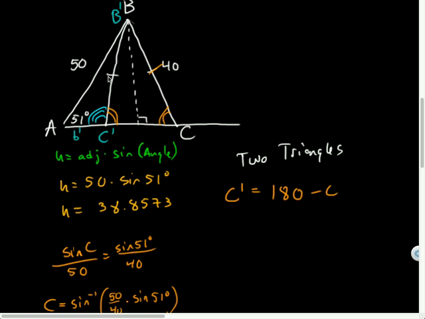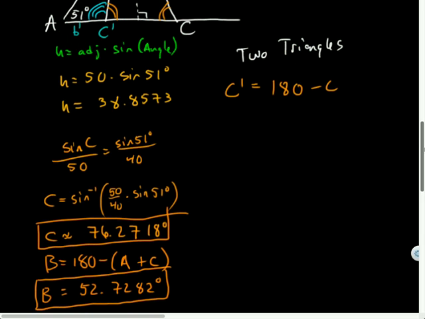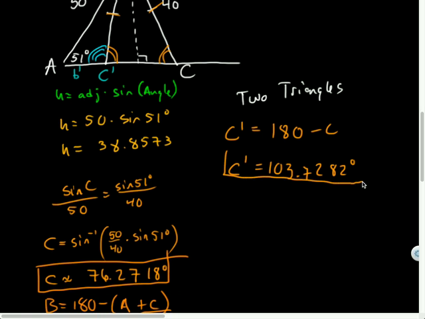Because of this isosceles-ness, these base angles are congruent. There's angle C, here's angle C. These two angles are a linear pair, and by the linear pair postulate, I know that they're supplementary, meaning they add up to 180 degrees. So I just do C prime is equal to 180 minus C. So 180 minus 76.2718, and I get 103.7282 degrees.